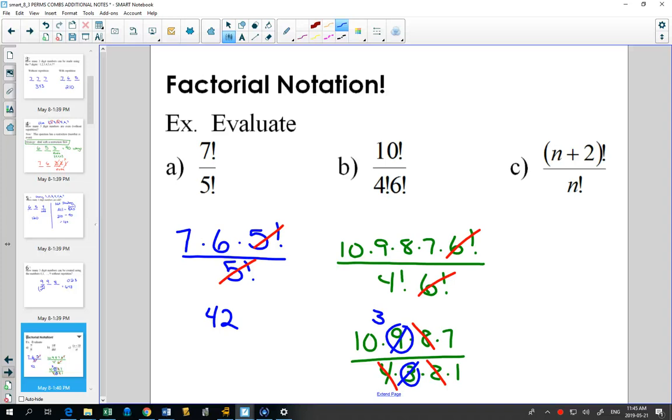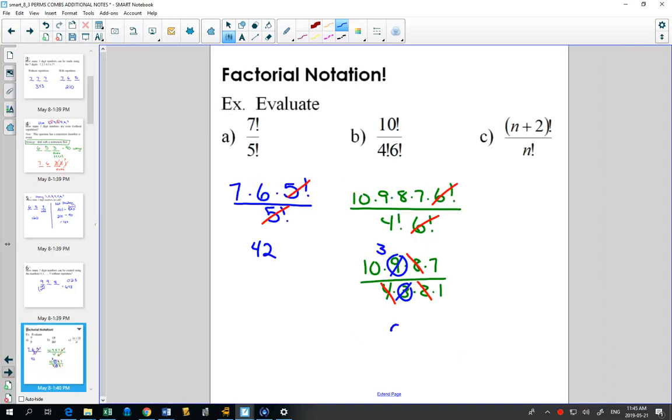So what am I left with? On the bottom, everything's simplified, so there would be a 1 on the bottom. In my numerator, I have a 10, a 3, and a 7. 10 times 3 times 7, 210.